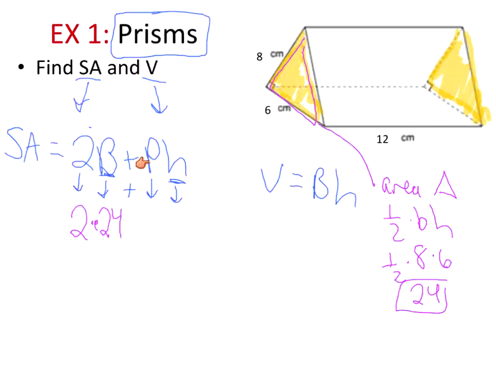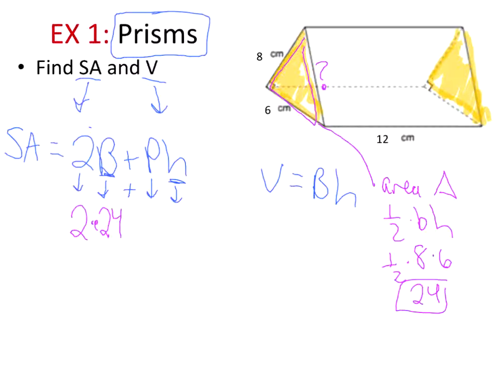Now I get into the big P, which stands for the perimeter of the base. We just said that the triangle is the base, and we know perimeter means add all what? Sides. Add all sides. So I have the 8 and the 6, but what about this third side? I don't know it right now. What formula do I have to use to find this missing side right here? Sabella?